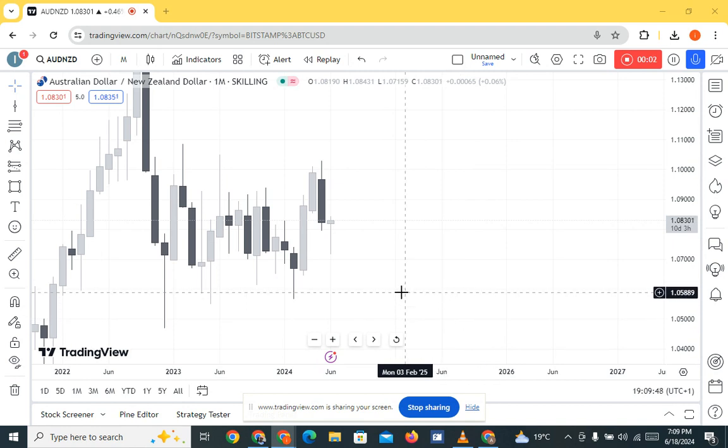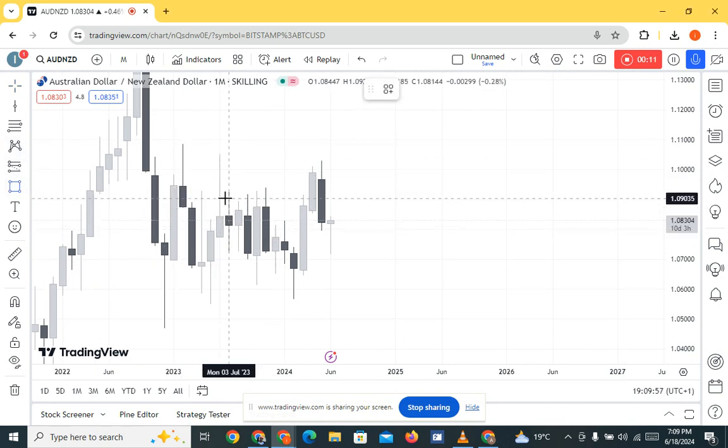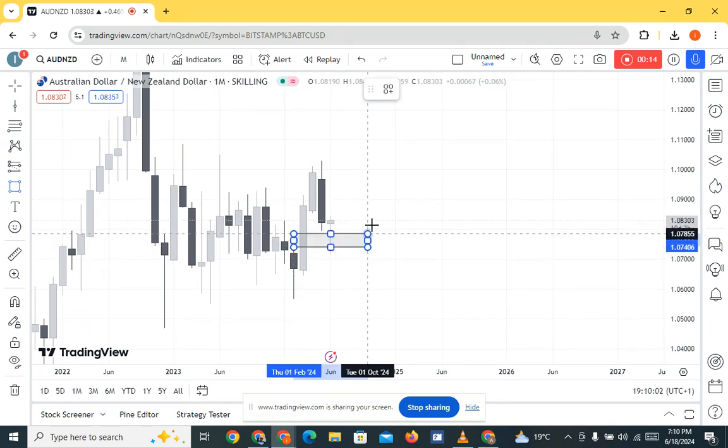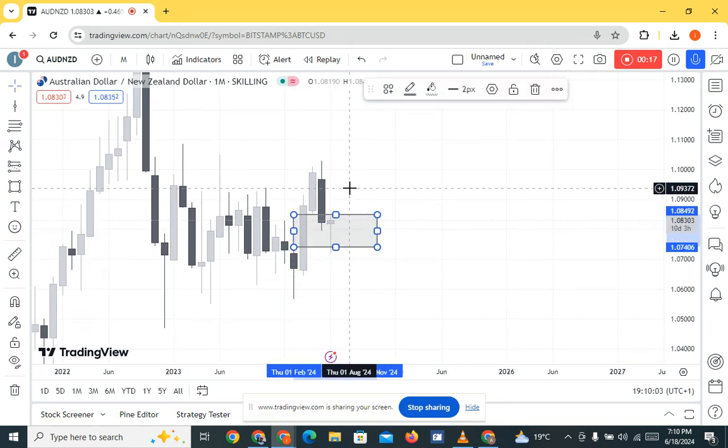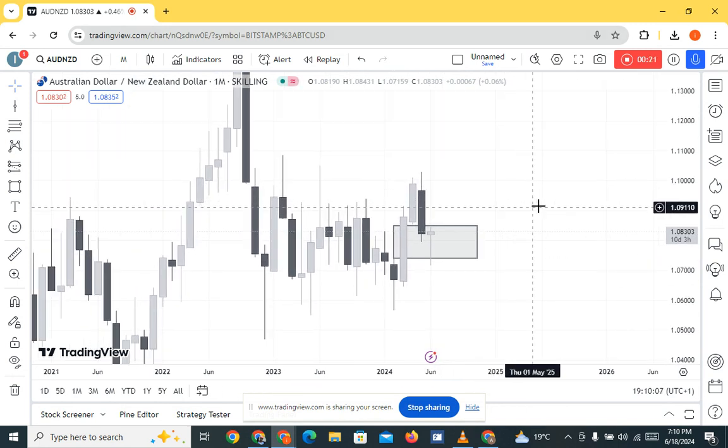So this is Ogini currencies. Today we're looking at AUD NZD. This is the monthly time frame, and we've already seen this fair value gap right here that we can actually push higher from, right?